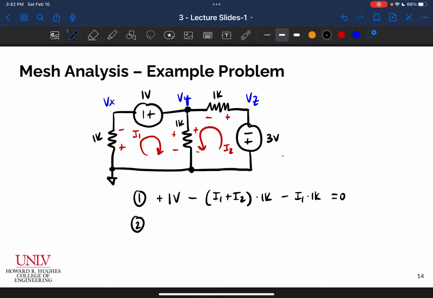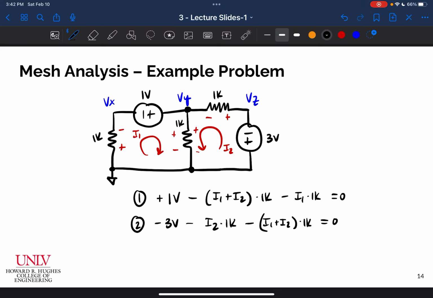All right. The second equation is going to be the second loop, and I am going to start with my voltage source and go this way. In this case, I'm dropping. I'm going from a plus to a minus right across the battery, so I'm going to write minus 3 volts. Then again, I get to this resistor, I'm dropping, so I have to write minus I2 times 1K. And then I get to the third resistor, which is this middle one, and I am dropping I1 plus I2. Of course, it's times 1K, and I'll set that equal to 0.